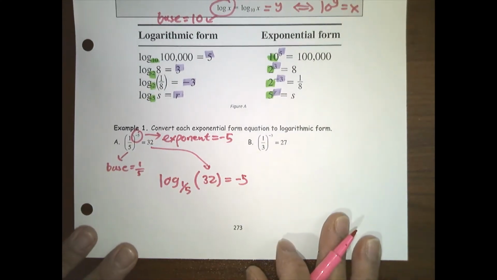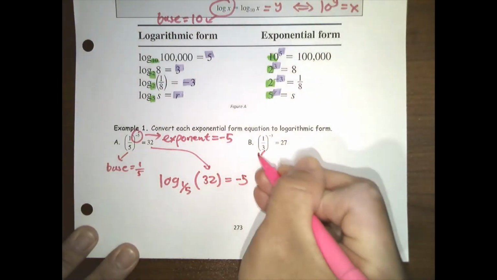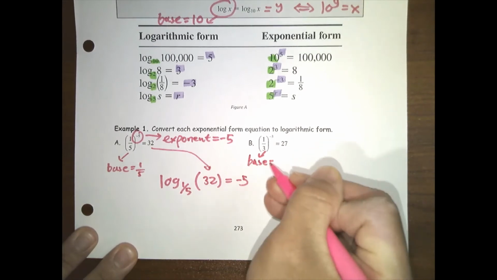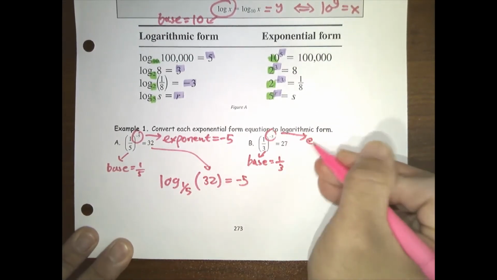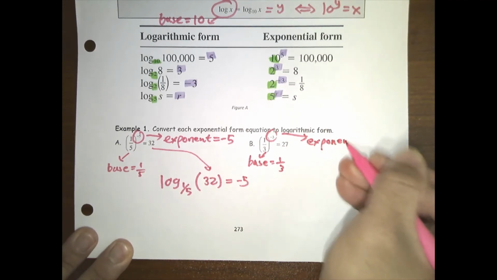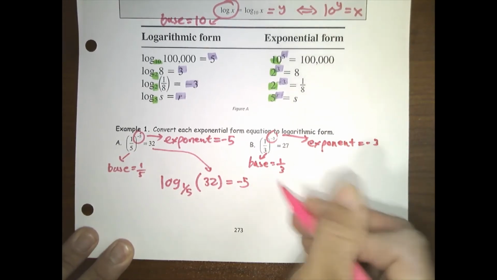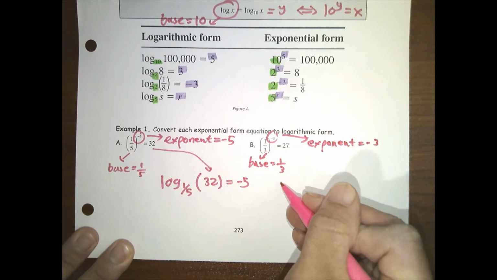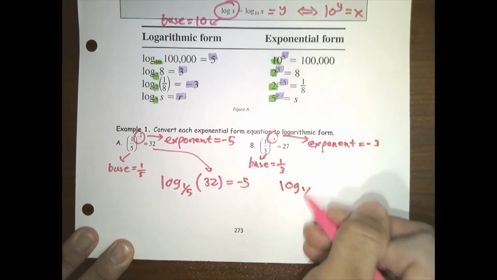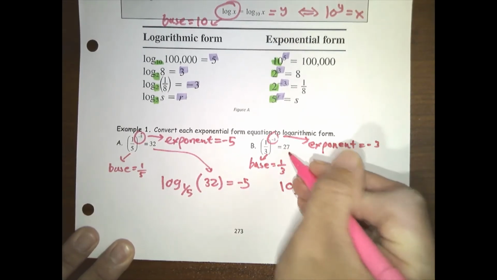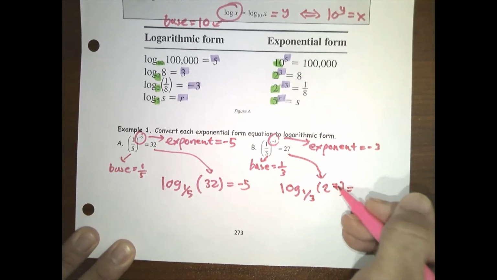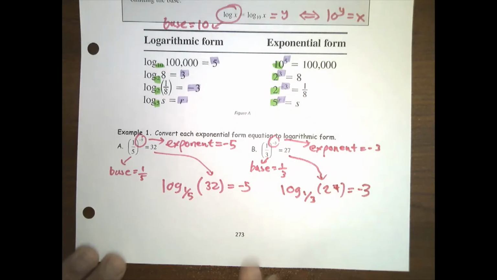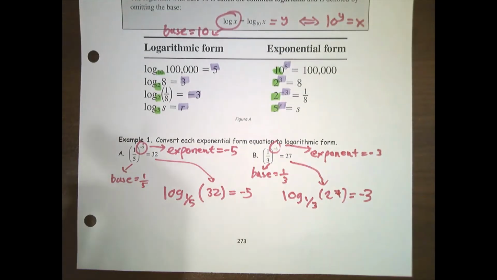Similarly, for the next one, the base is 1/3, and that's raised to the -3 power, so the exponent is -3, and so this would be rewritten as log base 1/3 of this 27 here is equal to the exponent of -3. So again, it's just a different way to write this equation here.